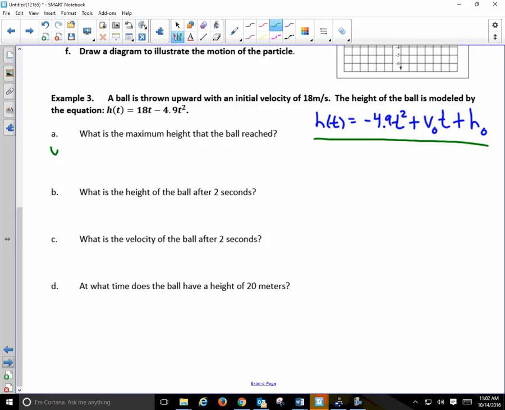So what is the velocity function? We're wondering where that is equal to 0. So 9.8t is equal to 18. Divide by 9.8. Somebody tell me, t is equal to what?